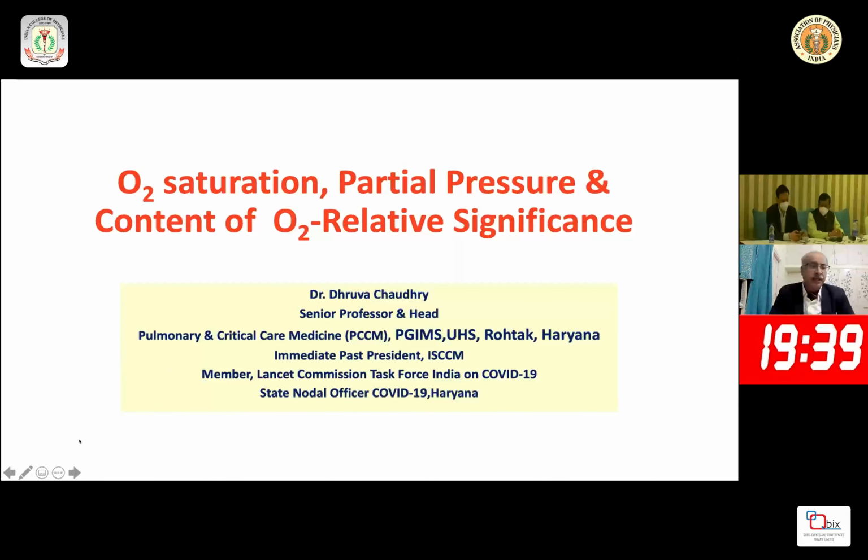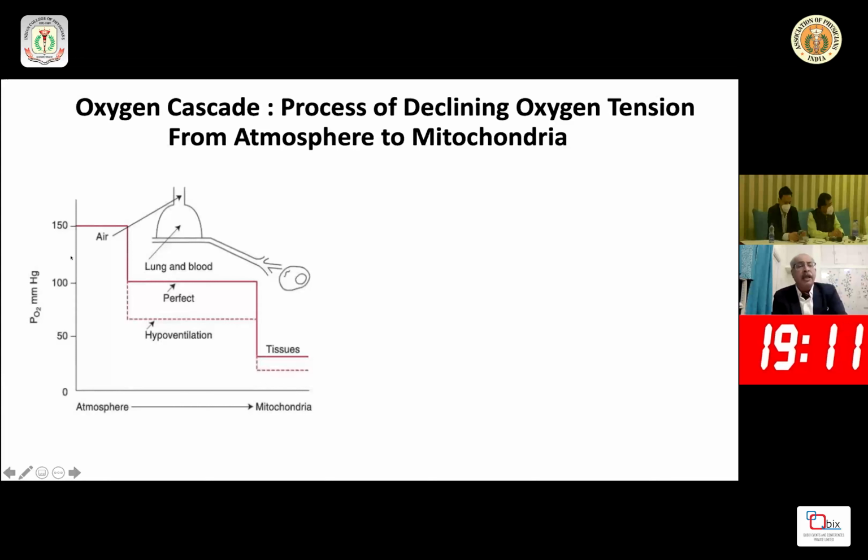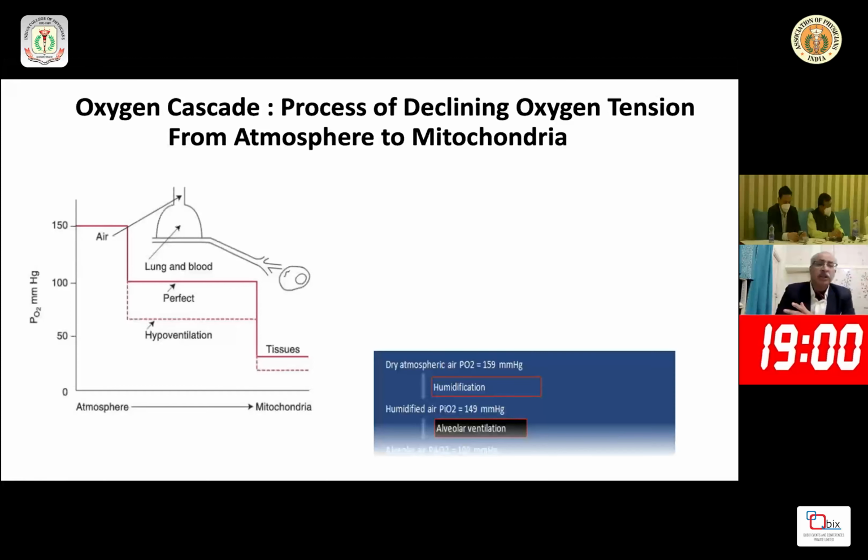So let's look at it. What is important for us is that we need to understand the oxygen cascade, the process of how oxygen reaches our lungs, from there the cardiovascular system, right up to the mitochondria. Because for aerobic respiration, oxygenation is a must, especially for oxidative phosphorylation and the generation of ATP. From the air, it comes to the lungs, from the lungs it goes to the blood, and from the blood it gets distributed throughout the tissues. This is how oxygen travels from the atmosphere to the mitochondria.